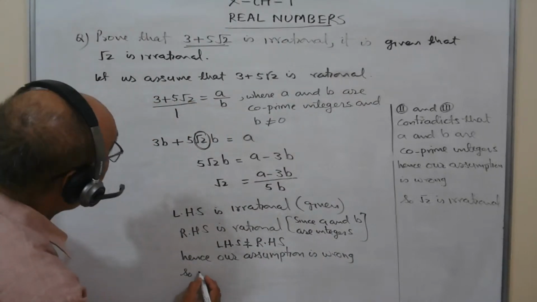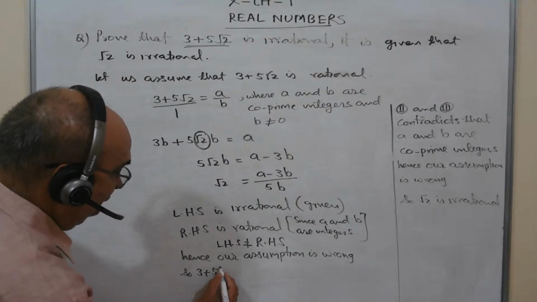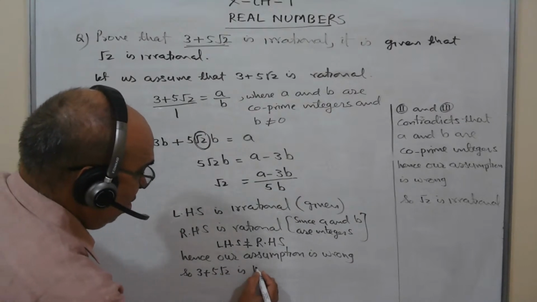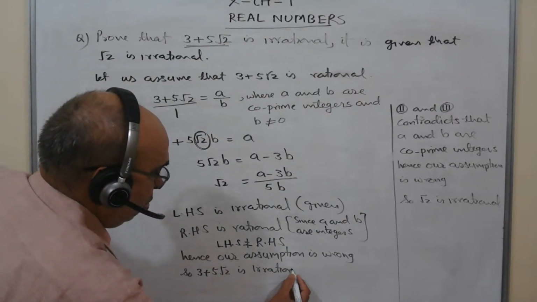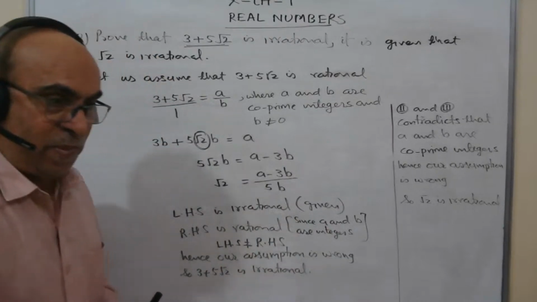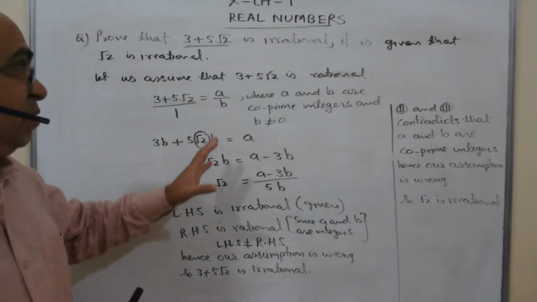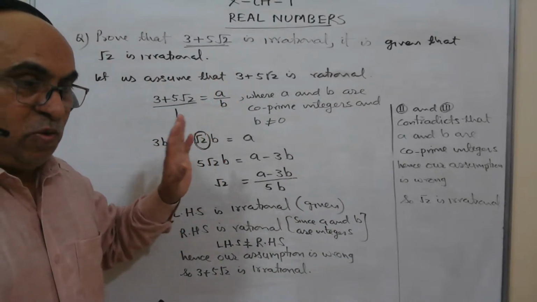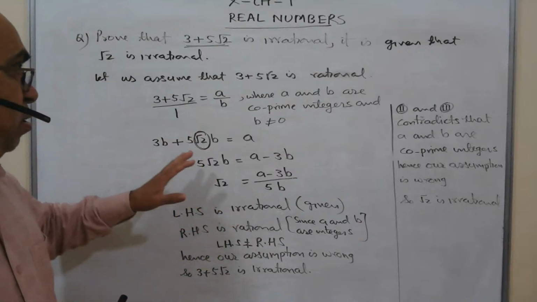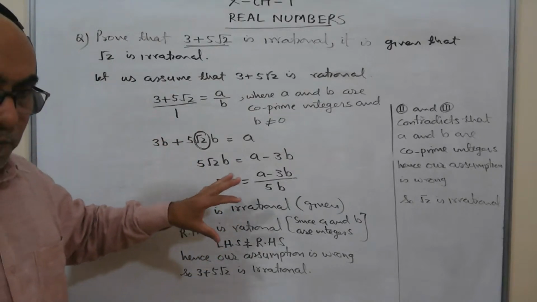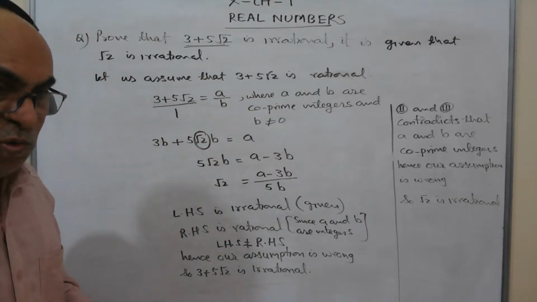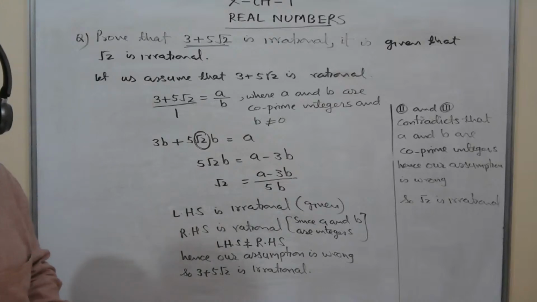So 3 plus 5 square root 2 is irrational. The remaining questions of exercise 1.2 you can do at home by using both methods I told you. So today's lesson is over.